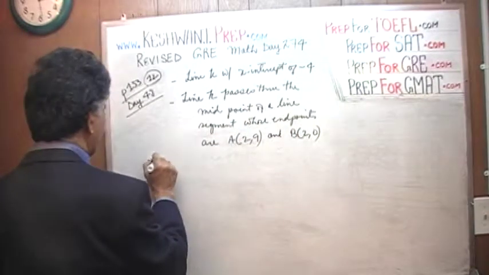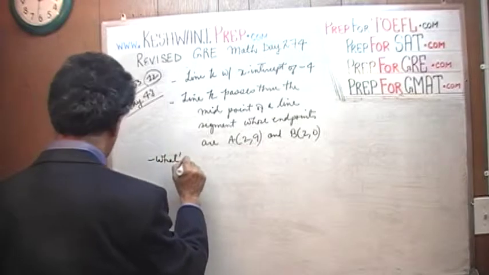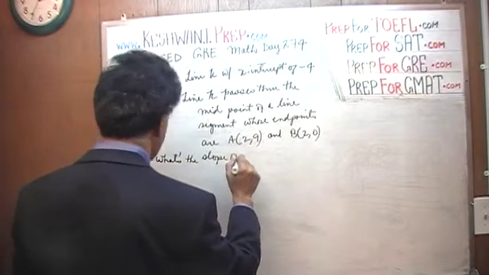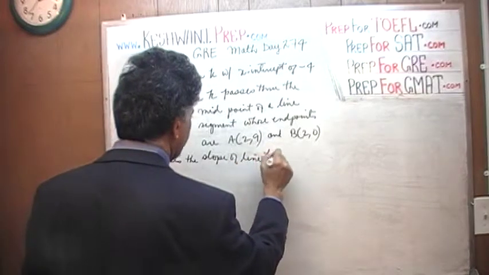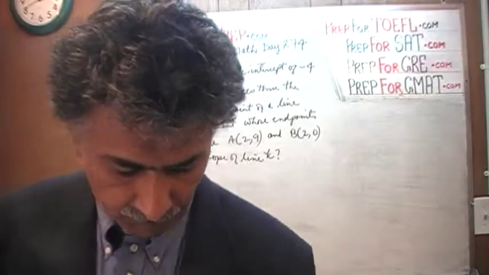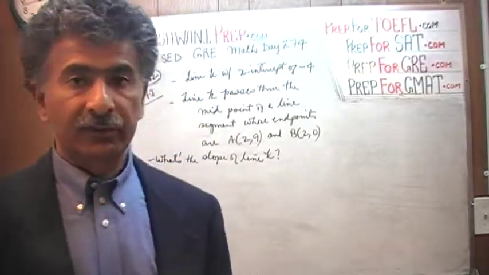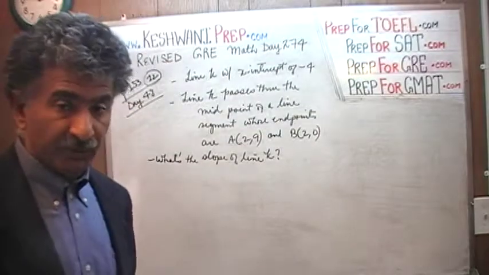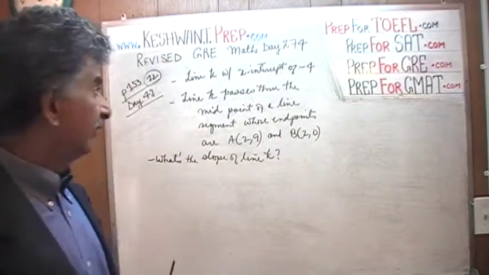And the question is very straightforward. The question simply is, what's the slope of line K? And as I always remind you, questions of course are always straightforward. It is the answer that gets prickly. So let's digest everything. Let's make sure we understand everything that is being said to us.